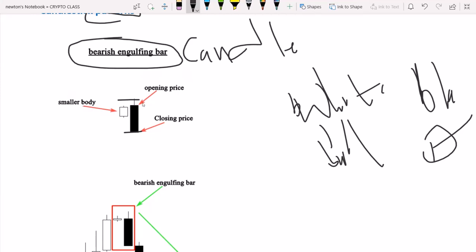So now this one here is telling us that buyers were once in control. This is a bullish candle. They were once in control. But at some point, the sellers say, we are taking over. And this candle completely engulfs this one.